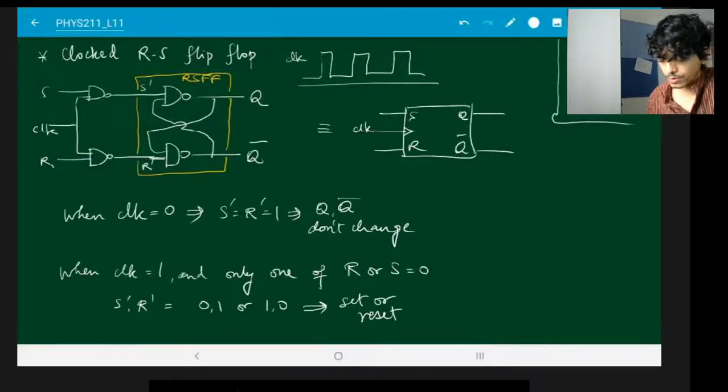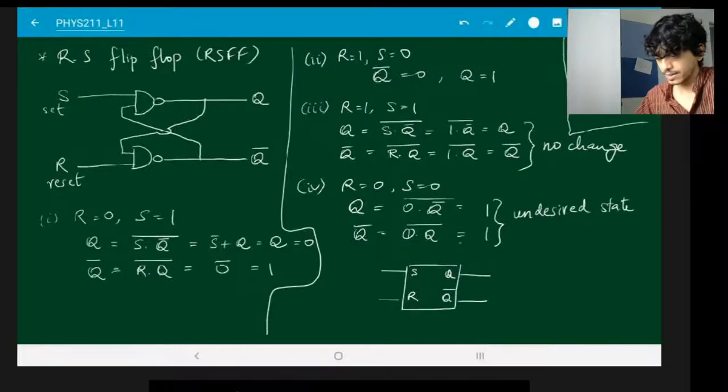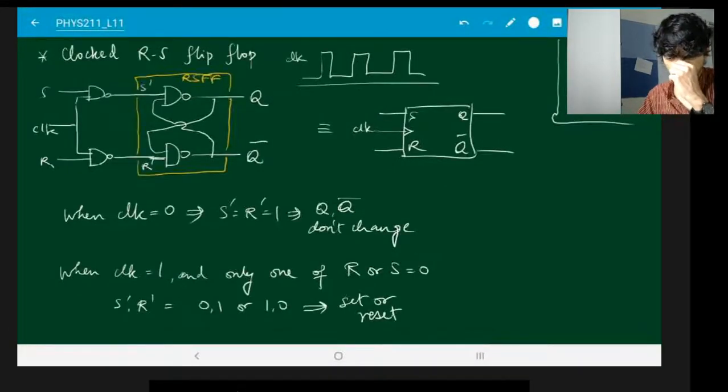And of course, if clock equals 1 and S and R are both 1, then you're in trouble because R prime and S prime both become 0. And if R prime and S prime both become 0, then this is an undesired state. So we don't want to do that. So this clock provides some kind of control over when your state should change.